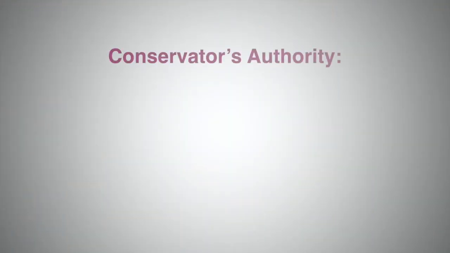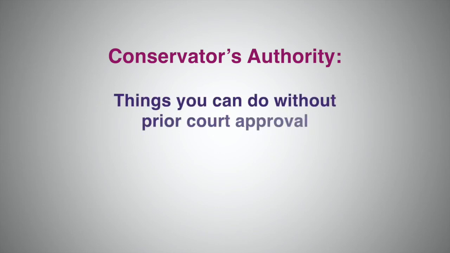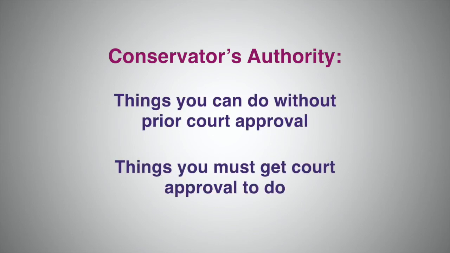There are certain minimum things that are required by Alabama law, like periodic accountings, but the probate judge can ask for more. The judge may also have specific deadlines and instructions for filing paperwork, like the accounting. The court's orders will also tell you what you can and cannot do with the person's money. In Alabama, a conservator's authority is divided into 2 categories: things you can do without prior court approval, and things you must get court approval to do.